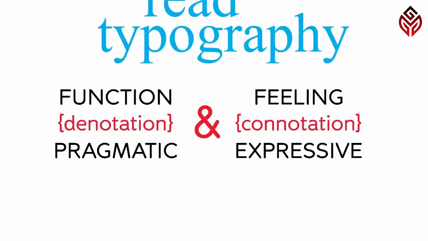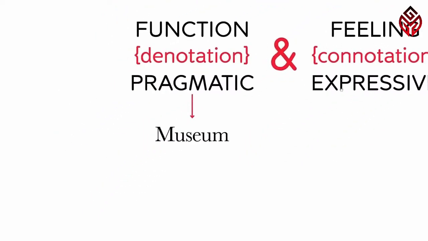Let's work through an example so you can see how functionality and pragmatics affect type decisions and choices. Let's imagine, for instance, that we're going to design a piece of type for a museum. We're not really going to try and think about what kind of museum it is. We're really just going to try and think about the pragmatics of the typography.